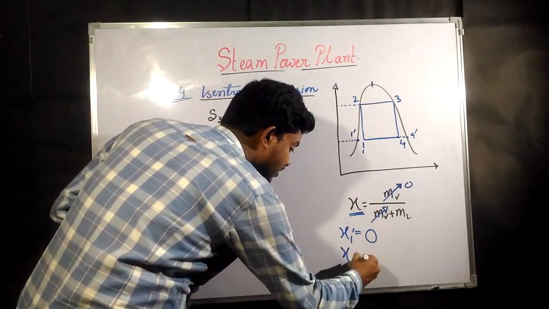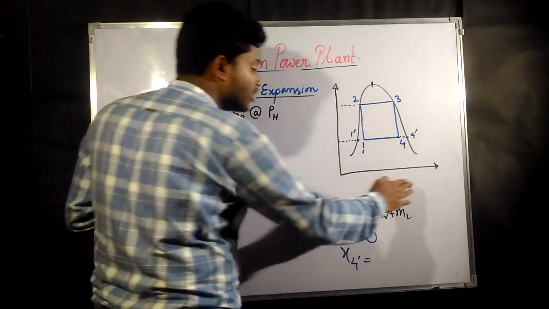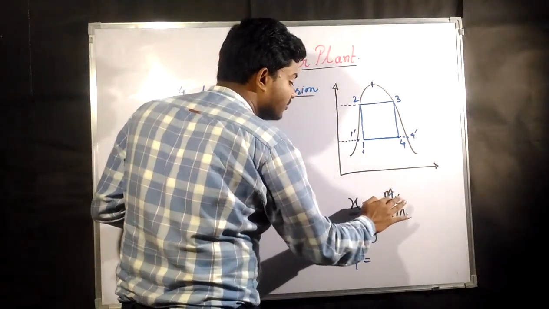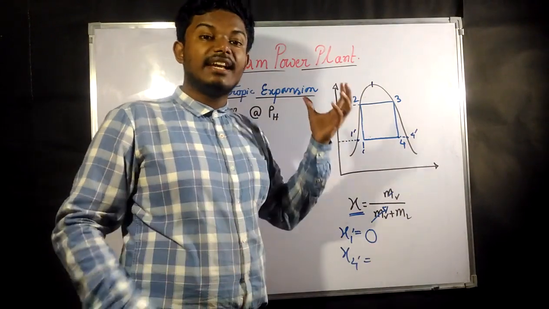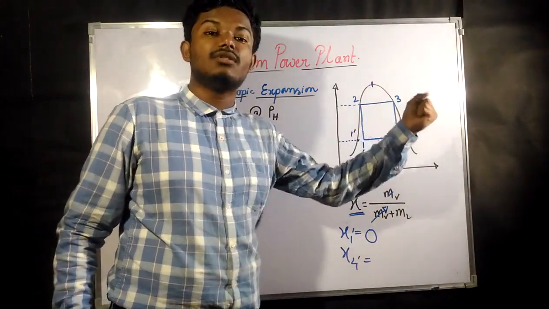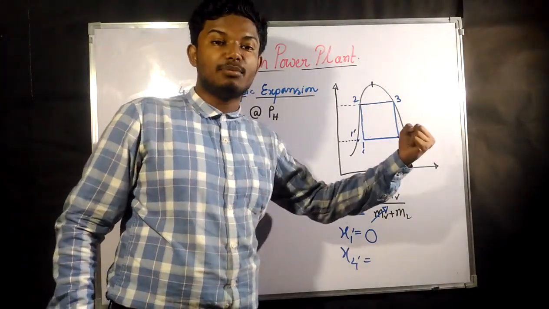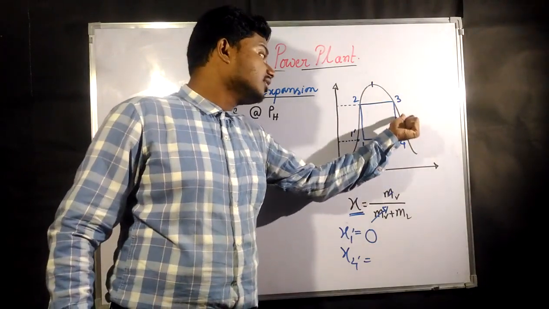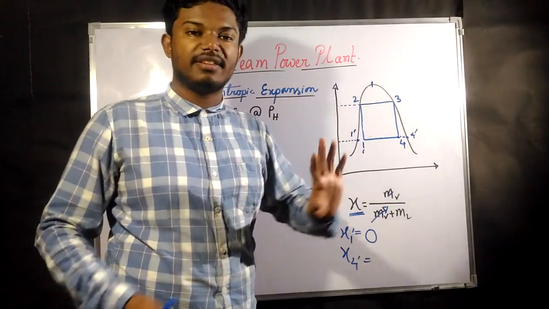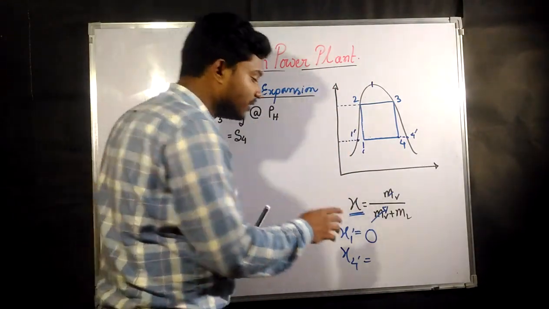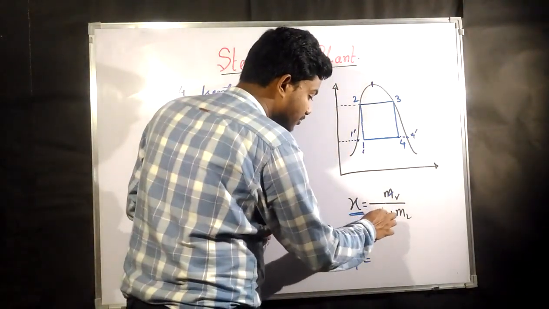what is it going to be? X, or dryness fraction, at the point 4 dash, what is it going to be? Now as we have said, this is the saturated vapor line. Saturated vapor line means the liquid has just completed its evaporation. Whatever substance is present on this line is going to be in complete vapor phase, so no liquid is there. As there is no liquid, that means what?